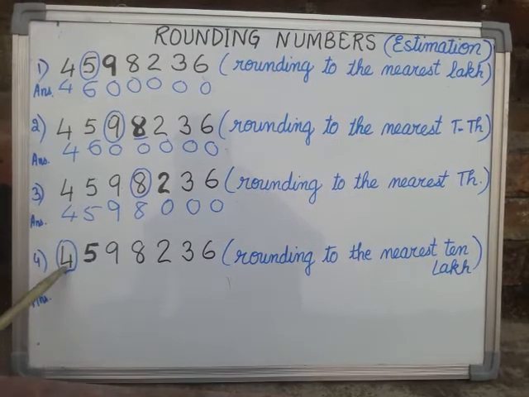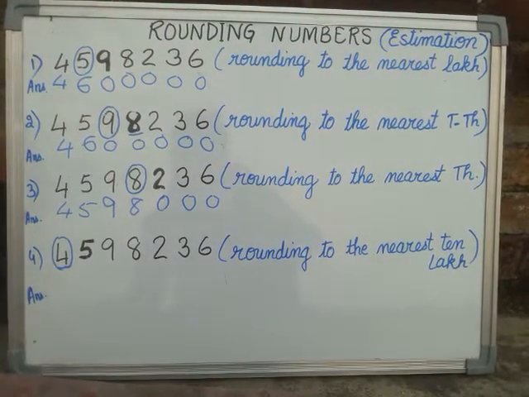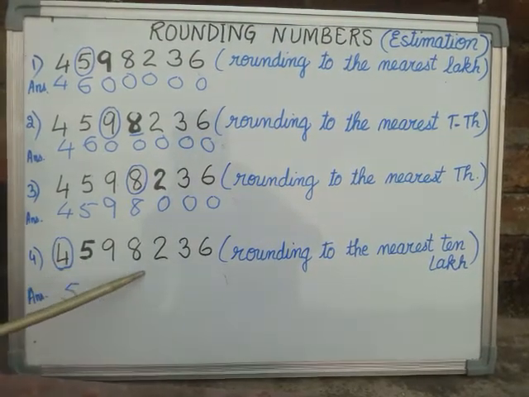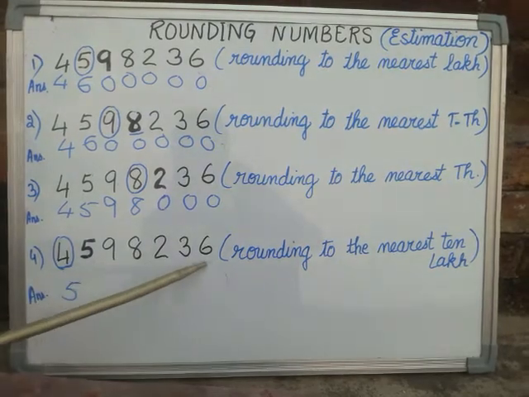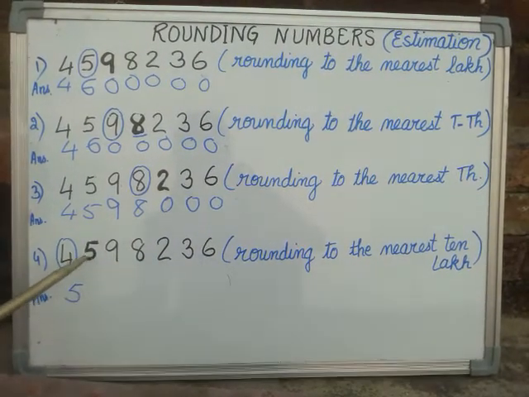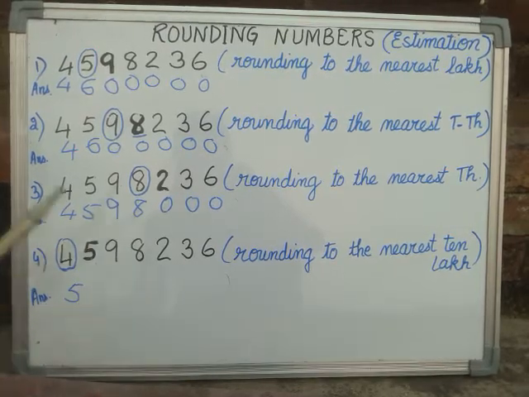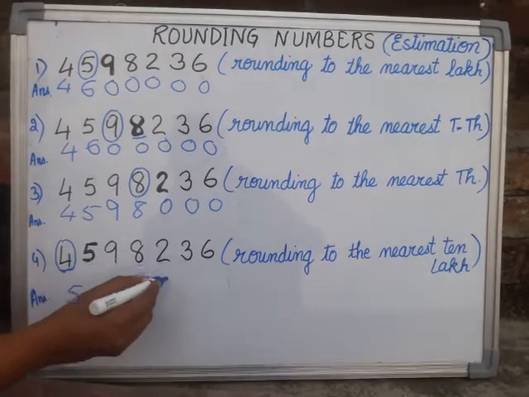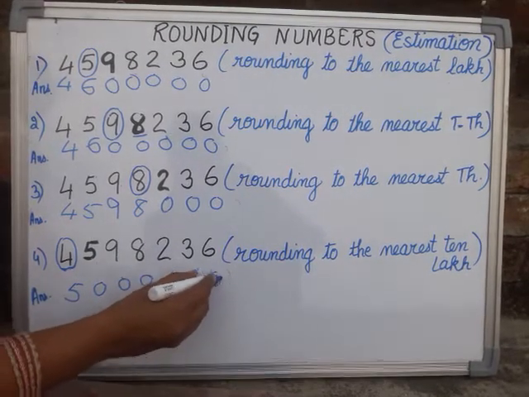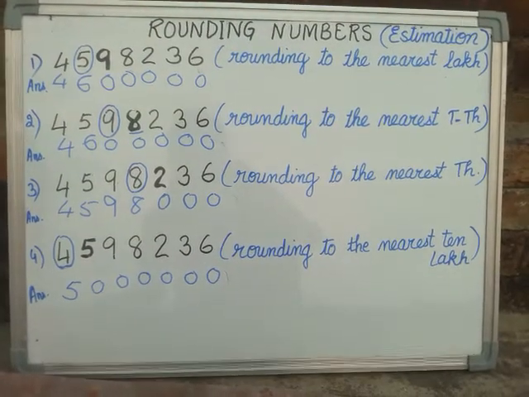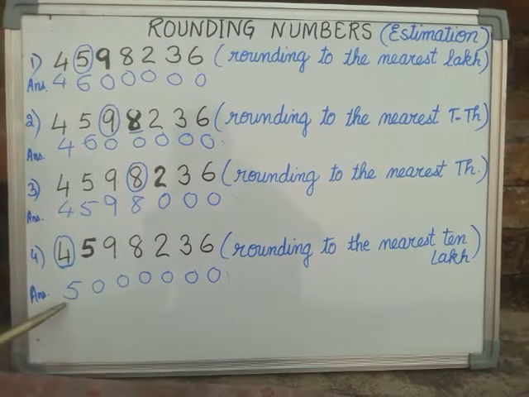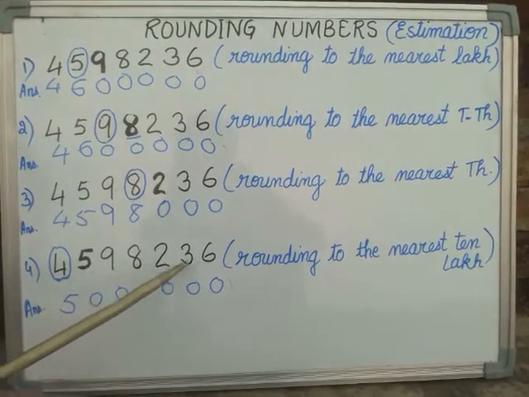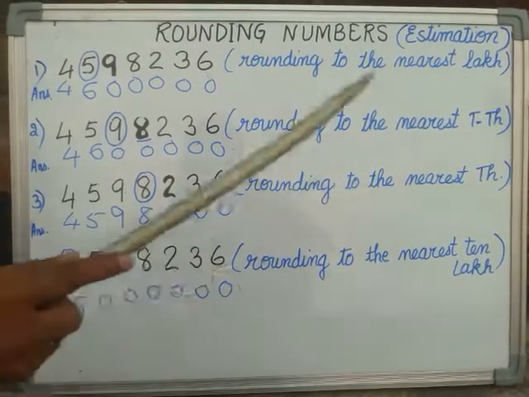The required place will be increased by 1. So this becomes 5. And all the right side digits become 0. So children, first count the digits and go on putting zeros. So, all zeros. And now the number which we got, the rounded number, is 50 lakh. So 45 lakh 98,236, when rounded to the nearest 10 lakh, children, what did we get?